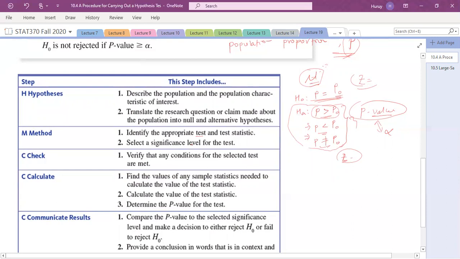Okay, and then select a significance level. And again, here, this is important.